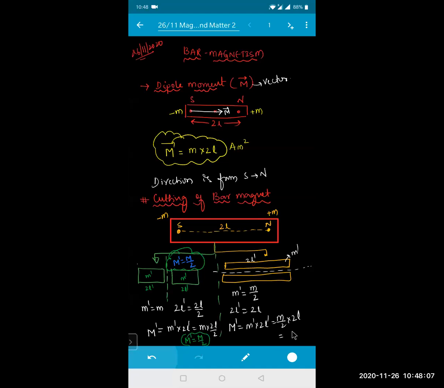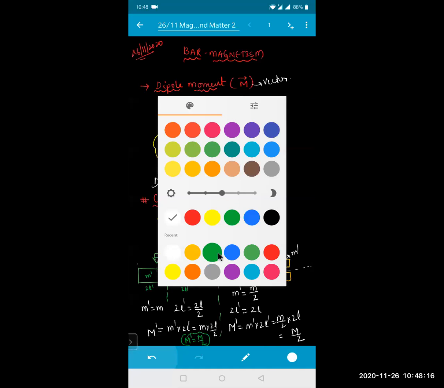And this one is also becoming M by 2. That means if you cut the bar magnet along the axis, the new magnetic moment becomes M by 2. Is that clear?